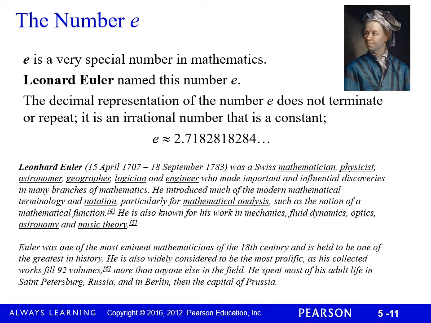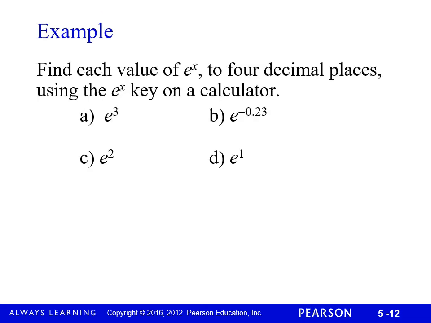But to me, it's just amazing that he's from the 1700s and had this insight without the technology and tools that we have. So let's just look at these Euler bases. Find each value of e to the power of x to 4 decimal places.